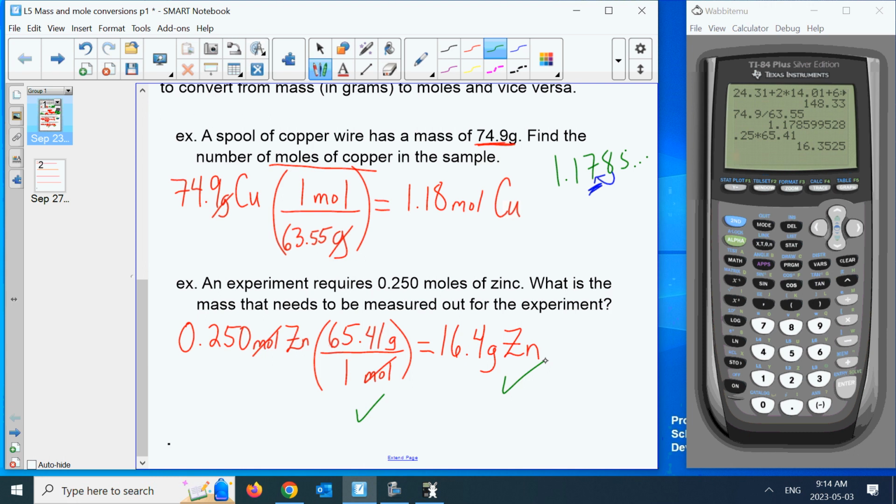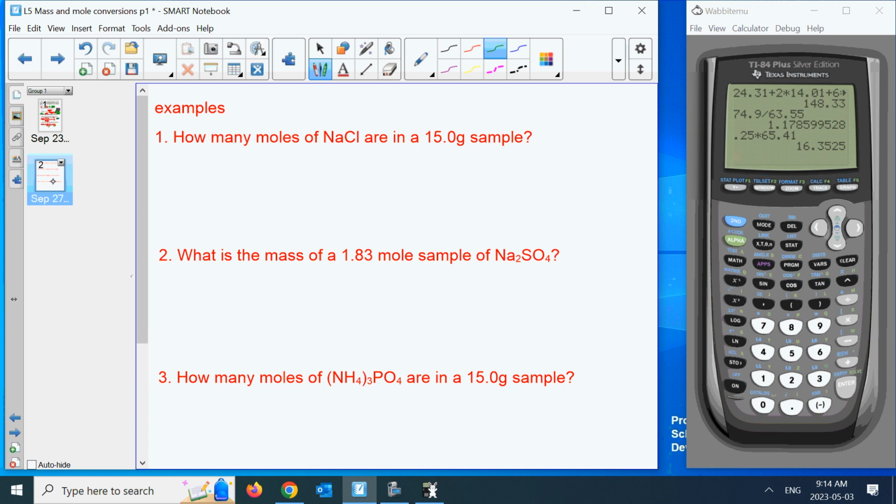So that means, well, let's try a couple of these, and I'll let you try. What's the mass? What's the mole? Mass is grams.